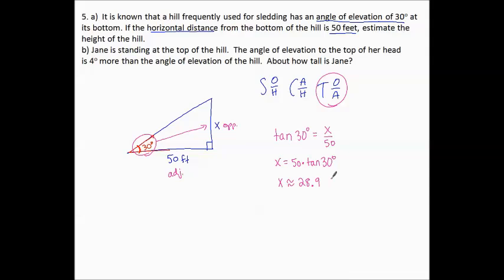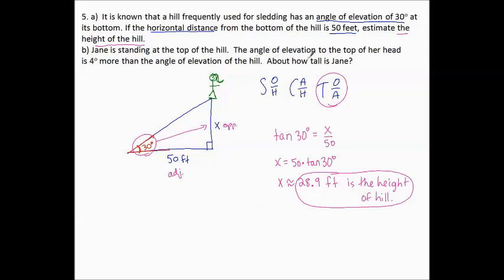And of course, being a word problem, we need words, which means we need units. So how to answer? Estimate the height of the hill. 28.9 feet is the height of the hill. All right? Part A. Part B adds a little bit to this scenario. What does it add? Well, let's read. Jane is standing at the top of the hill. Okay, so if this is the top of the hill, Jane might be like this.